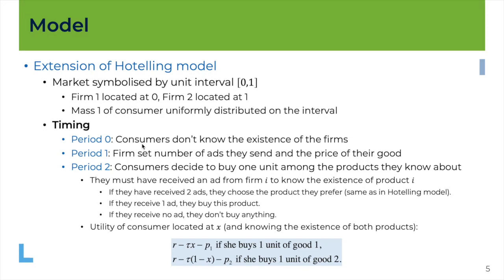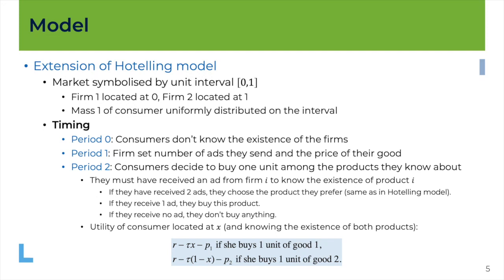Now, the timing is the following. In period 0, consumers don't know the existence of the firms. Okay, so they are on the street, but they don't know that there is a shop at 0 and a shop at 1, if you want to take the geographical interpretation of the model. If you want to take the product space interpretation, they don't know that these products exist, and even less what these products are.